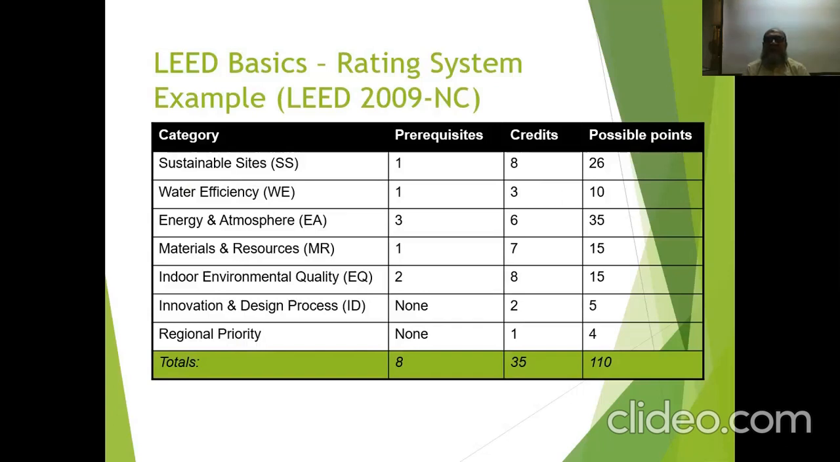Innovation and design process gives you 2 credits and 5 points. Regional priority has 1 credit and 4 points. So if you are applying for a green building certification and working on sustainable sites, you will have 8 credits and possibly 26 points. And if you are working on the water efficiency system, then you may have 3 credits and 10 possible points.